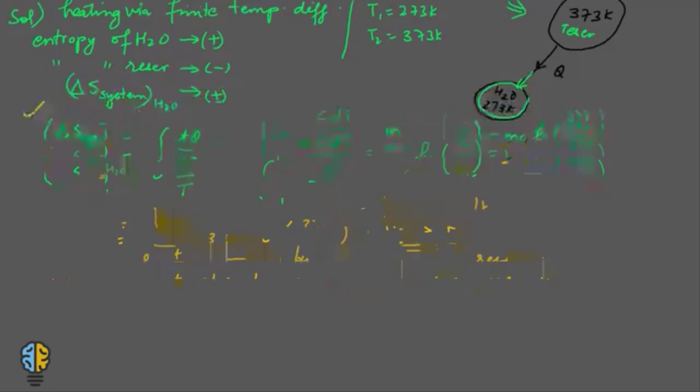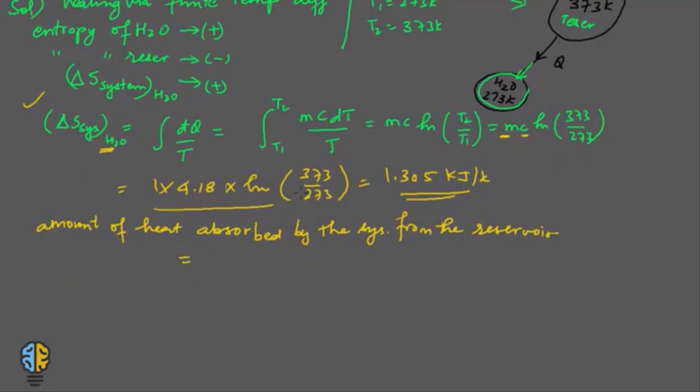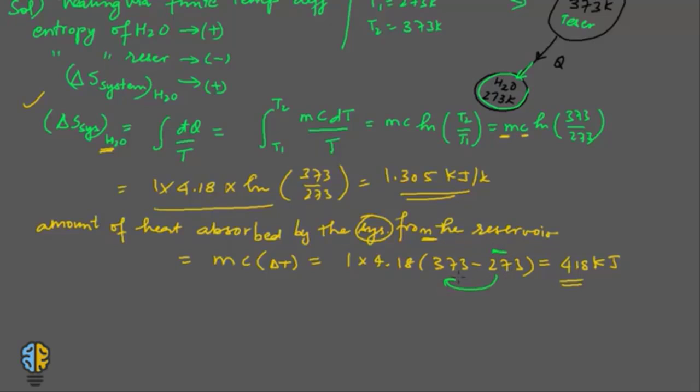which is mc delta T, isn't it? So mc into delta T would be equal to 1 into 4.18 into 373 minus 273. So if you find this value, it will be somewhere about 418 kilojoules. So this is the amount of heat that is taken from the reservoir by the system, because it increases the temperature from 273 to 373.